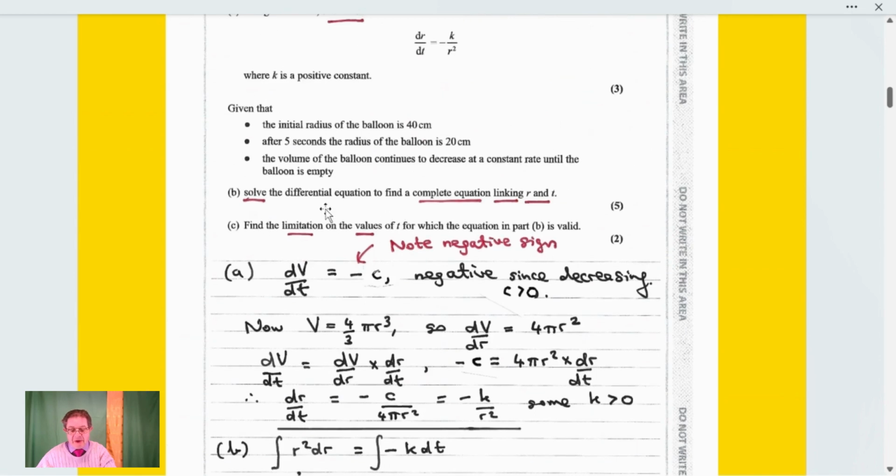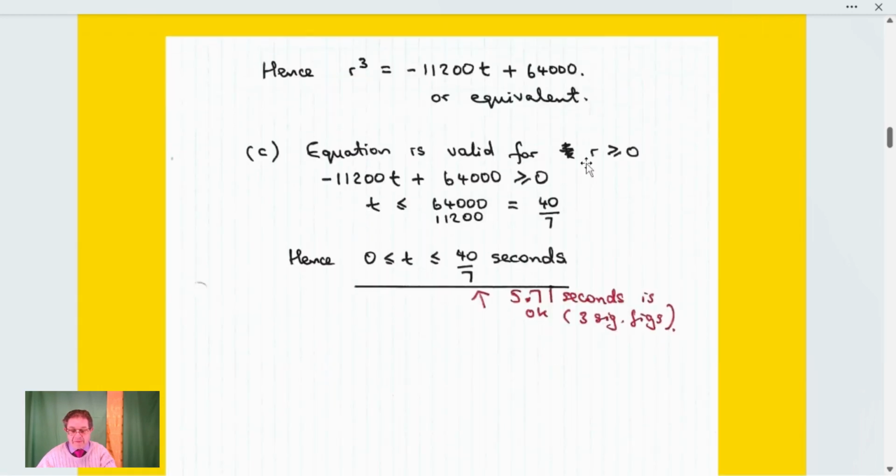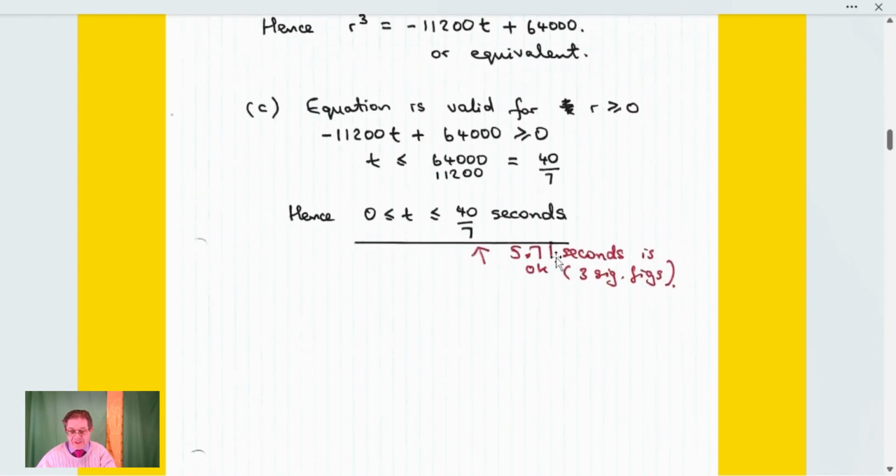Part C. This is the limit of the validity of the model. The limit we've got is, clearly t must be positive, greater than or equal to 0, but also we're told it continues to decrease until the balloon is empty. That is when r is 0. So let's plug in r is 0 and rearrange, and we get the time would be 40 over 7. So the limitation on time is that t is greater than or equal to 0 and less than or equal to 40 over 7, or if you like, 5.71 seconds to 3 significant figures.